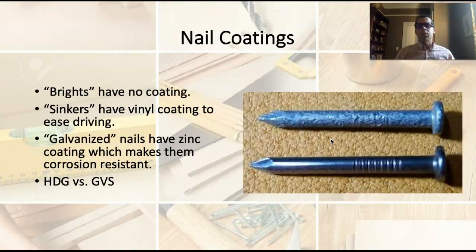There are different coatings on nails, and they tend to change the property of the nails. If I talk about brights, I'm just going to say never buy brights. There's no reason to ever buy brights. They have no coating. Use sinkers for framing. If we're attaching sheet goods to framing lumber, if we're nailing studs together, use sinkers. Sinkers have a vinyl coating on them that essentially lubricates the nail and makes it easier to sink the nail.